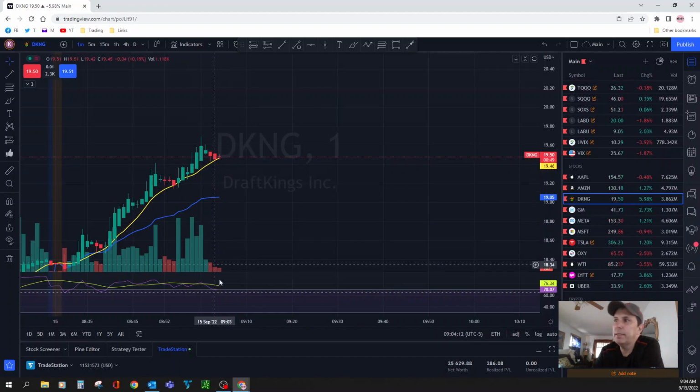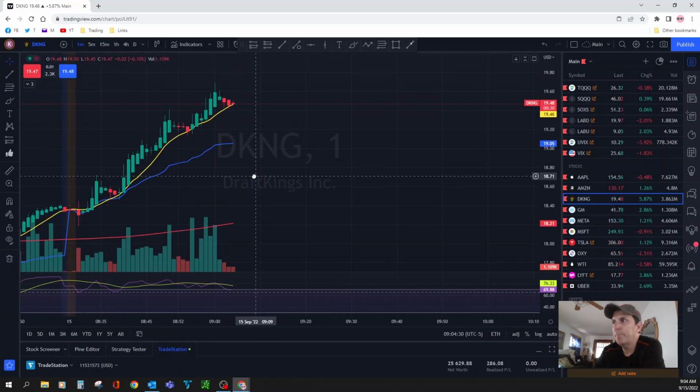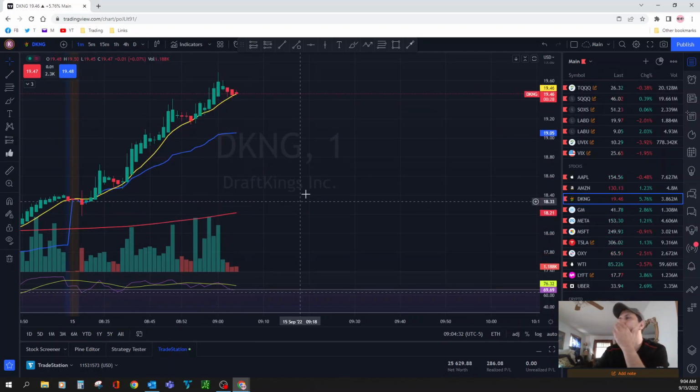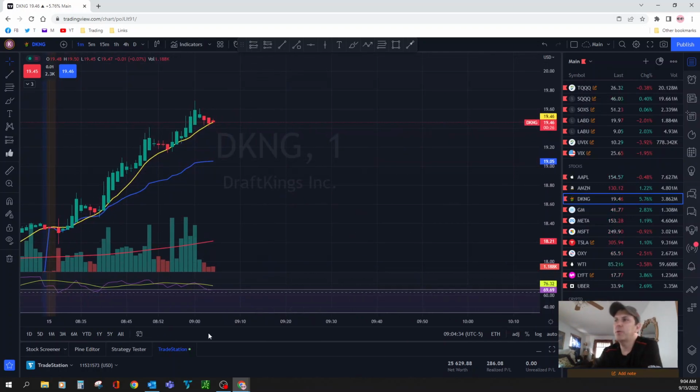If it dips back enough, this RSI indicator will drop back, which would make it a little more acceptable to then make a buy as it starts going back up, because that's the one indicator right now that's not in my favor. I'm above the moving average. I'm above the VWAP. I'm above the slow moving average. Everything looks good except for that RSI.